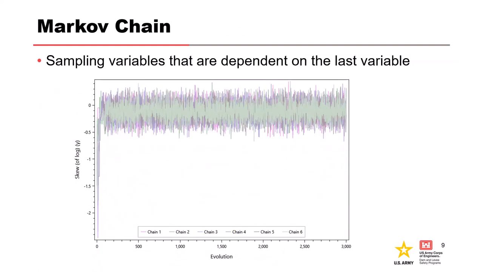Okay, Markov chain. This is a stochastic model describing a sequence of possible events in which the probability of each event is dependent only on the state attained by the previous event. It's a systematic method of sampling variables that are dependent on the last variable in the chain, the last variable sampled. Basically, each sample is dependent on the previous sample.